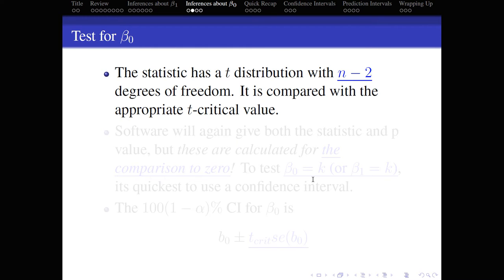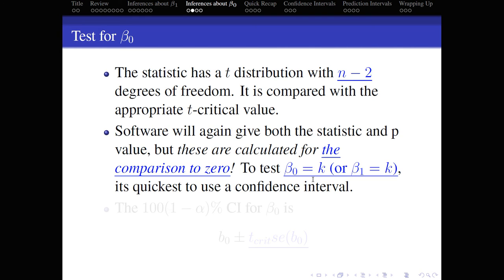So we're still going to compare to a t-distribution with n minus 2 degrees of freedom, still going to use the appropriate critical value. Again, the software is going to give us the test statistic and the p-value, but again, these are calculated for comparisons to 0. To test a comparison against a generic k, then it's probably quickest to use a confidence interval.